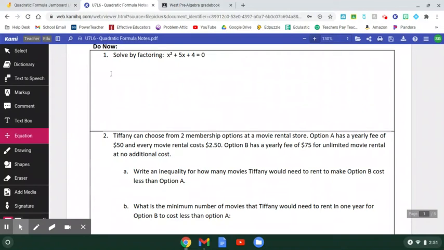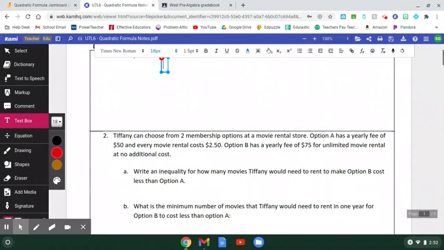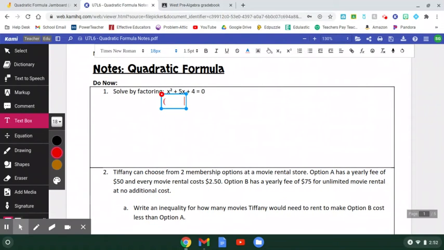All right, number 1 says solve by factoring. Last week we learned how you can use factoring to help you solve these quadratic equations. The first step is to make sure that the equation is equal to 0, which it already is, and then we want to factor the quadratic. When I go to factor this, I'm going to have 2 sets of parentheses that my quadratic will be in.